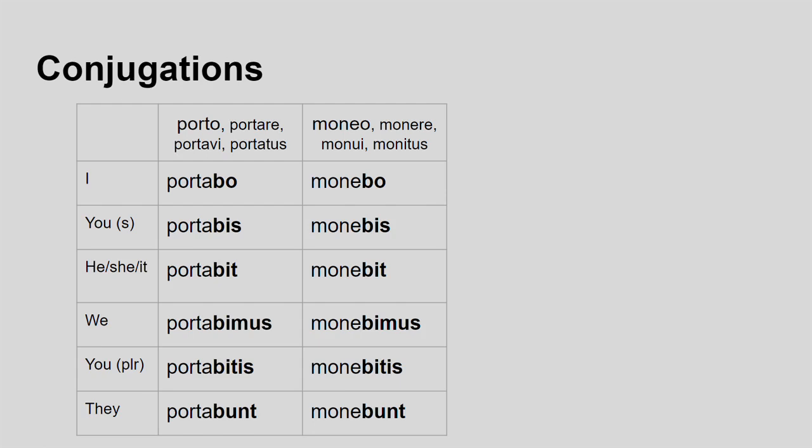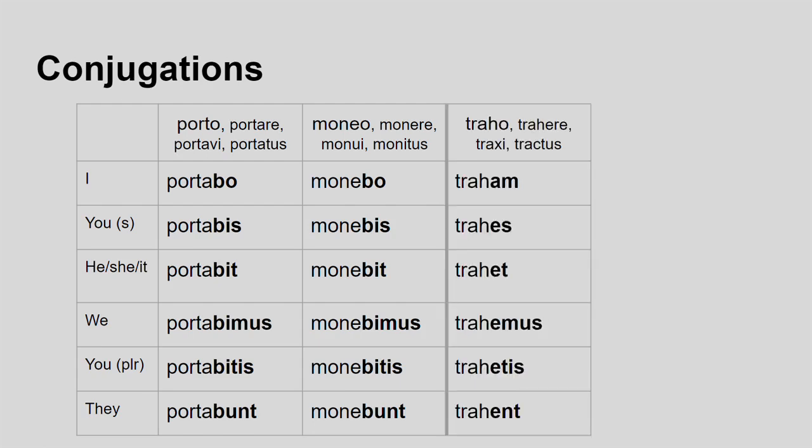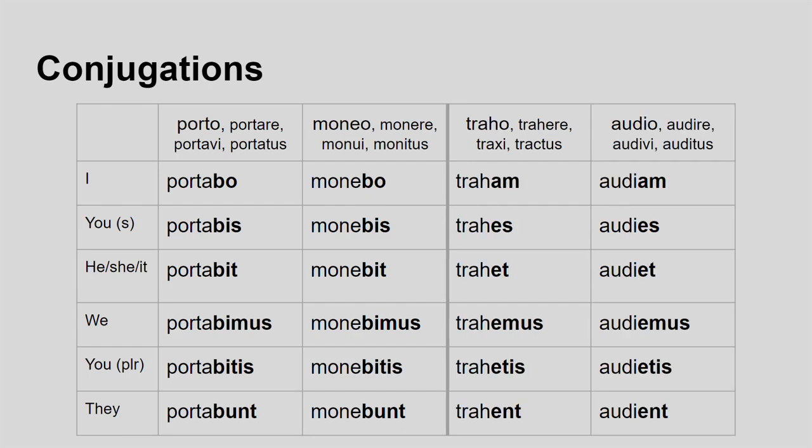However, this is where it all changes. So if we look at my third conjugation example, I'm using traho, trahere, traxi, tractus. This goes to traham, trahes, trahet, trahemus, trahetis, trahent. So that's very different from the first and second conjugations. It's the same for my fourth conjugation: audiam, audies, audiet, audiemus, audietis, audient.